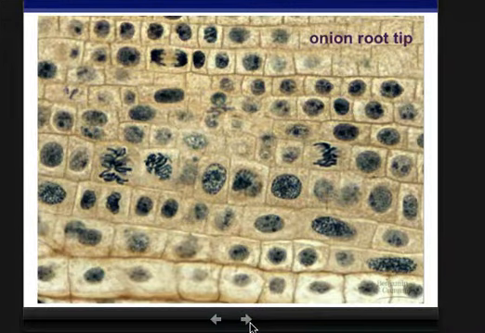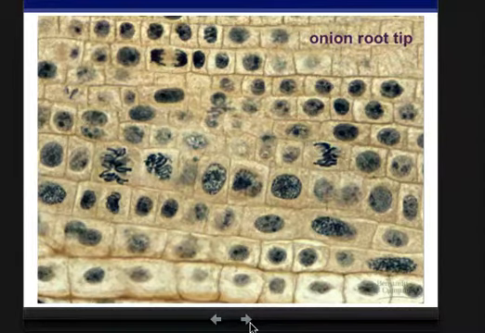So here's that. I would like you to definitely pause the video and see if you can locate all the phases of mitosis and count how many there are in each phase, because that is one of the things that we'll be doing in the lab.